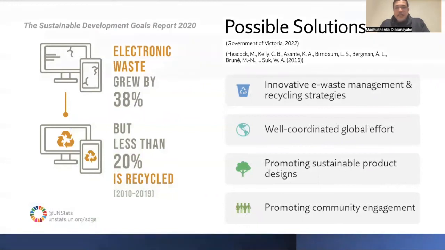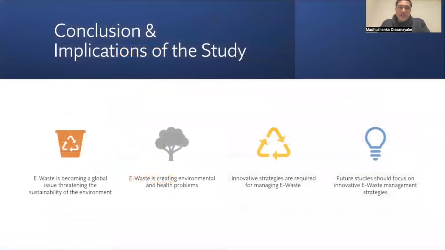So in conclusion, we would like to reiterate that e-waste is becoming a global issue that threatens sustainability and creates serious environmental and health problems. So we recommend that innovative e-waste management and recycling approaches should be the focus of future studies and research.